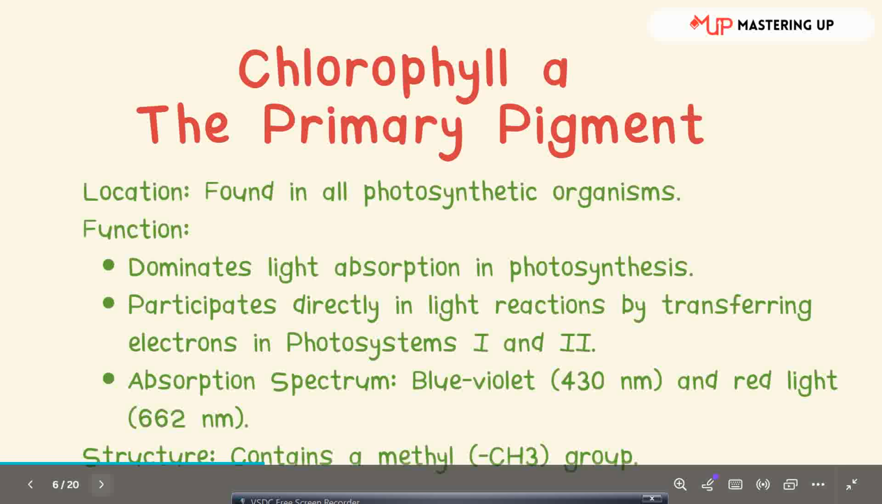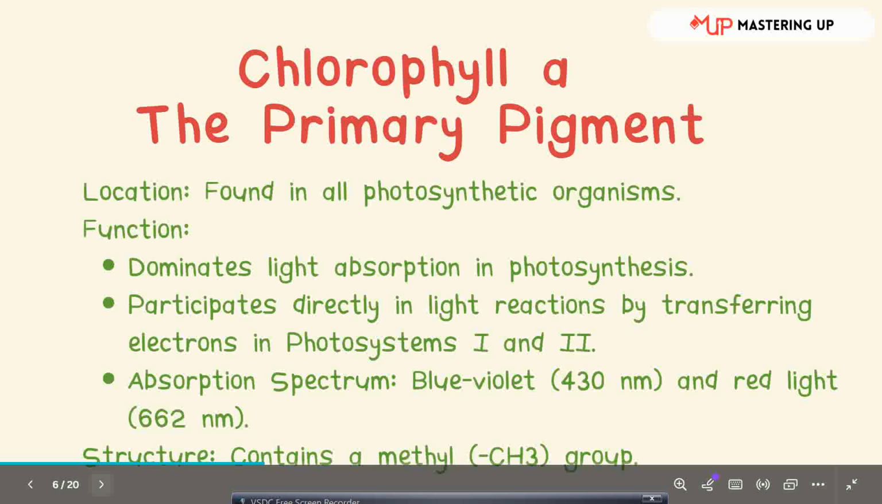It participates directly in the light reaction by transferring electrons in photosystems 1 and 2. In the photosynthesis system, when the light hits the chlorophyll, it excites electrons. This electron is transferred from one system to another, and by the end ATP is produced. So first of all, chlorophyll dominates light absorption in photosynthesis, and it directly takes part in the light reaction by transferring electrons from photosystem 1 to photosystem 2.